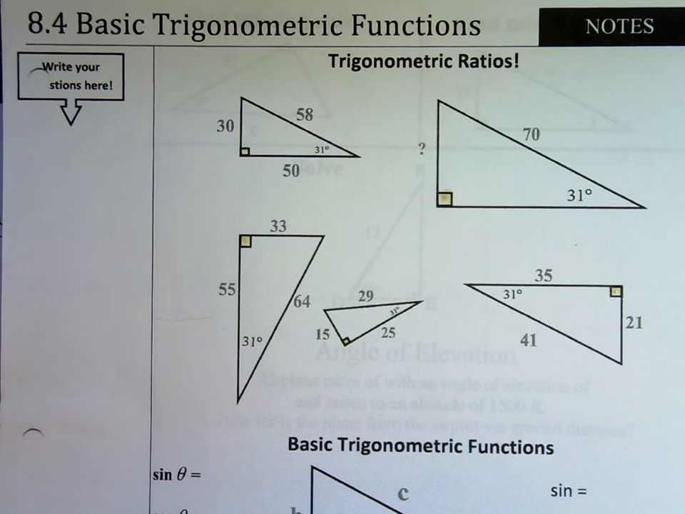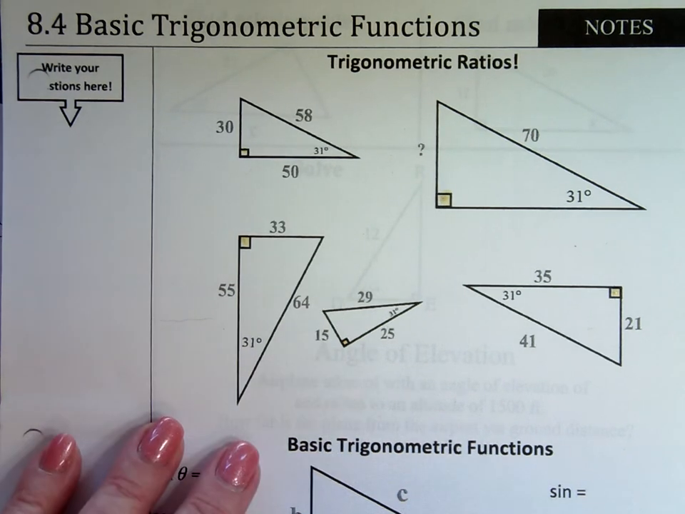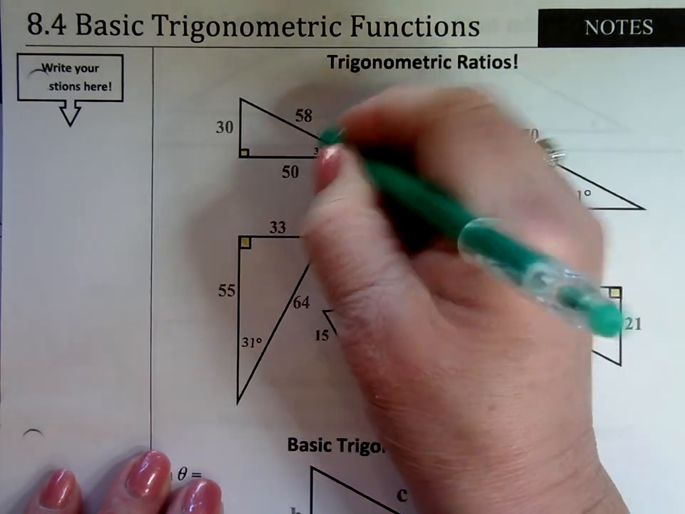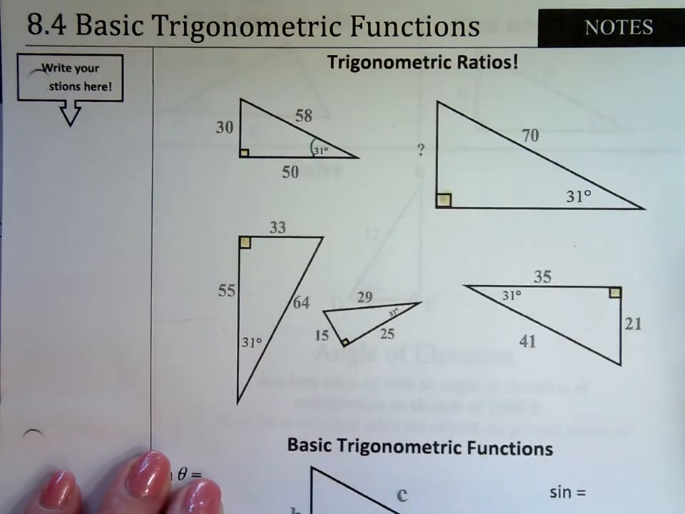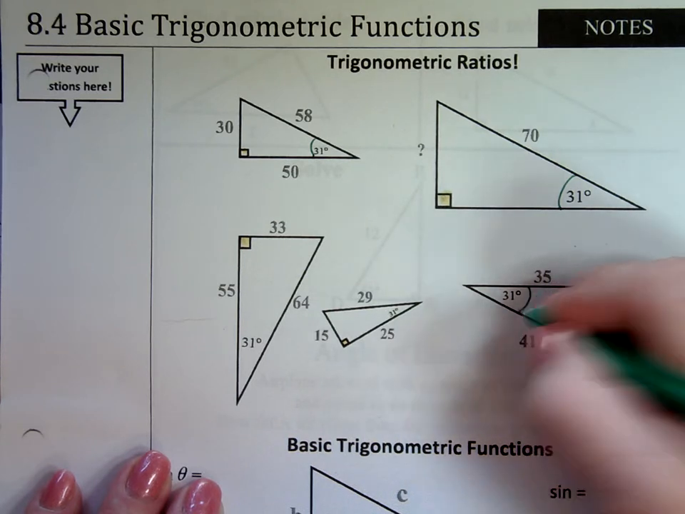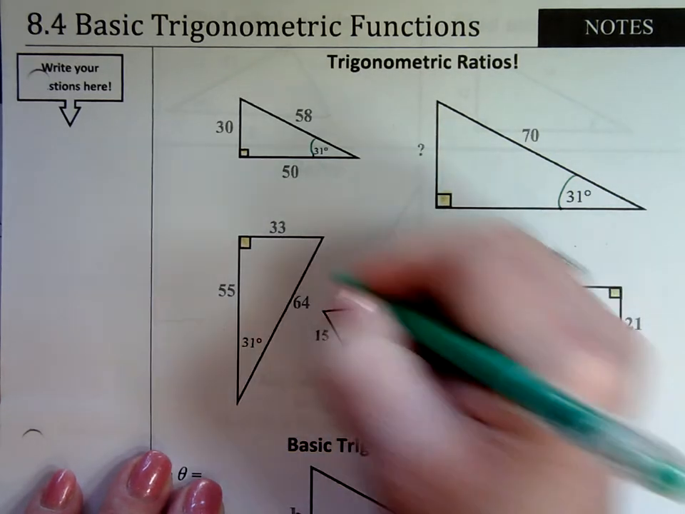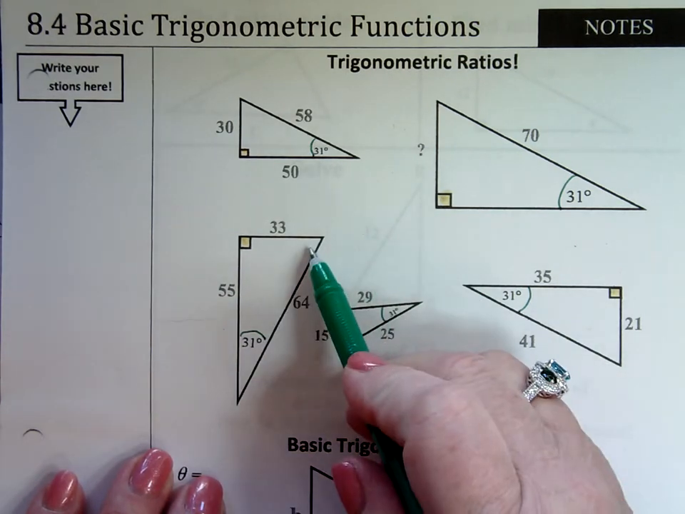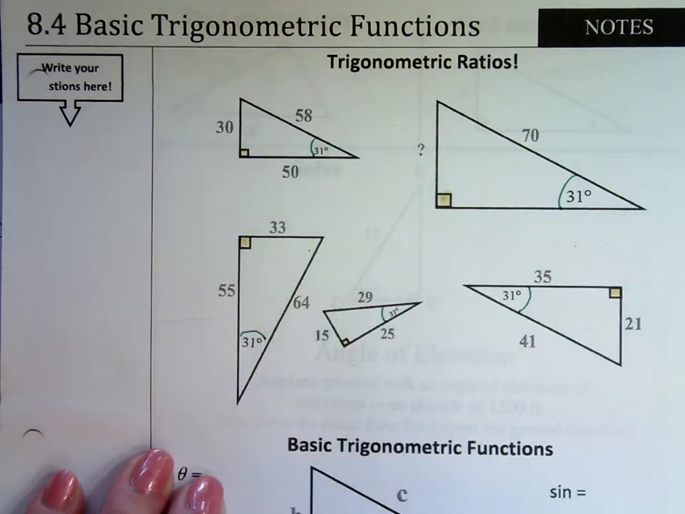All right. The second thing that you'll notice about all of these triangles is that every single one has an angle of 31 degrees. So you've got the 90-degree angle, you've got the 31-degree angle. Could you figure out what the missing angle is, this other one in all of these triangles? Could we figure that out?